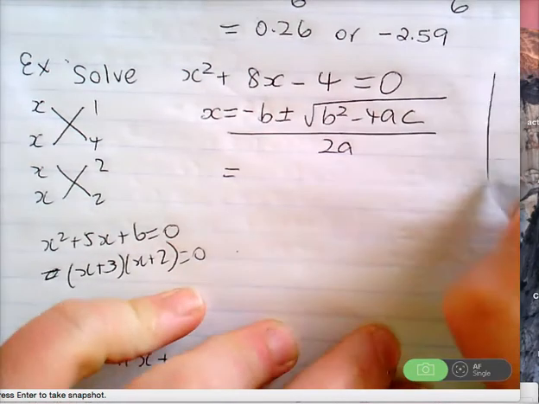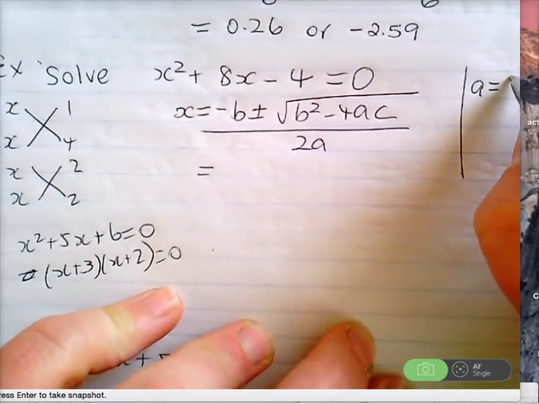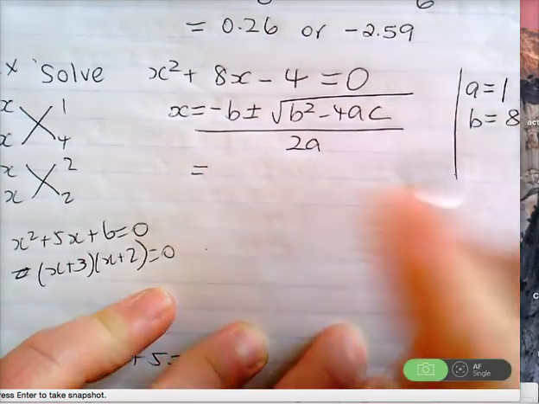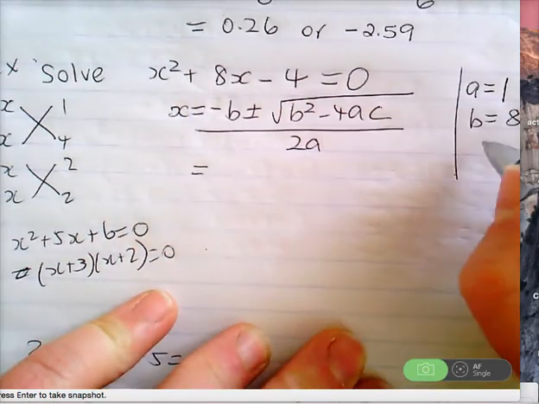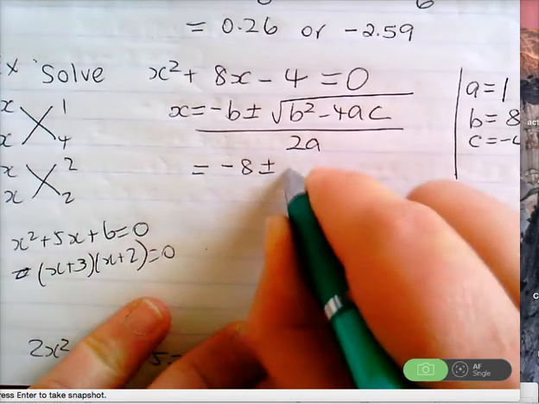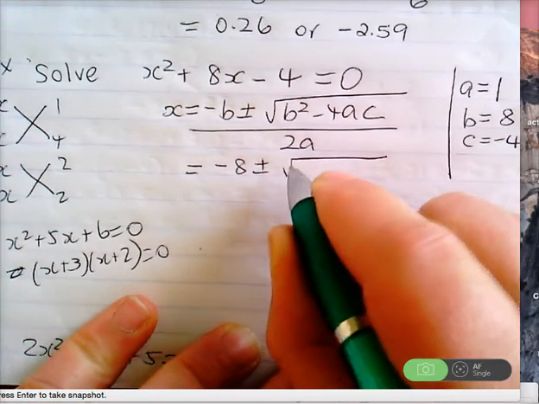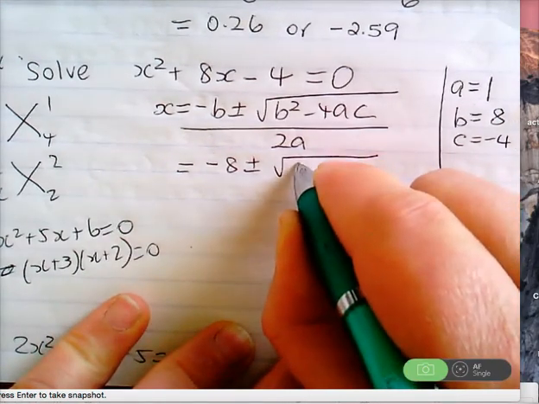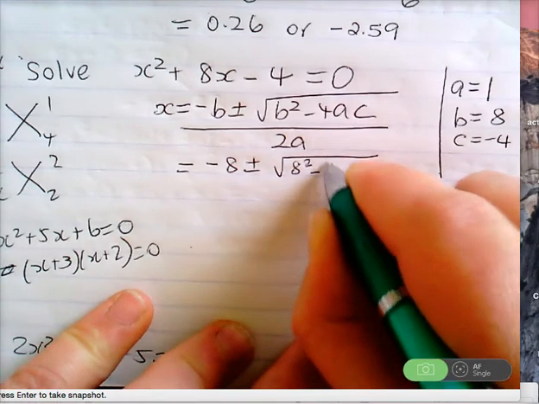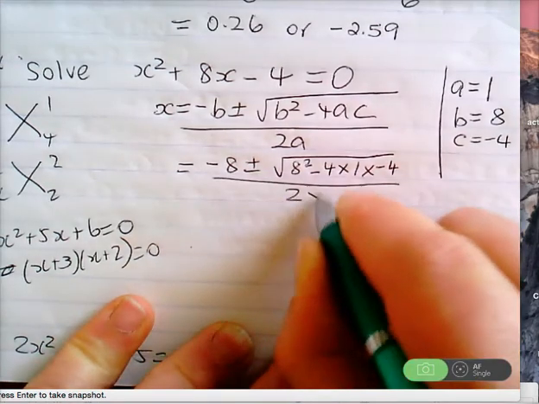Okay, girls, over the side you might want to write down what a is. What's a? It's 1. What's b? 8. Be careful, girls, sometimes the b can be negative, and c is negative 4. So let's go. Negative 8 plus or minus the square root of, what's b squared? 64. Yeah, 8 squared or 64 minus 4 times 1 times negative 4 over 2 times 1.